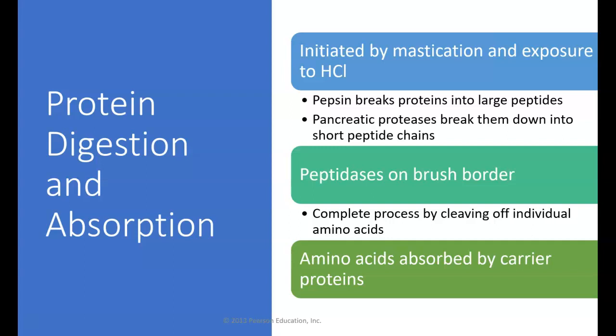Amino acids then are absorbed by carrier proteins directly from that brush border into the blood supply. So again, proteins and carbohydrates directly go into the blood supply, and lipids have to get absorbed by the lacteals or transport through the lacteals into the lymph vessels.